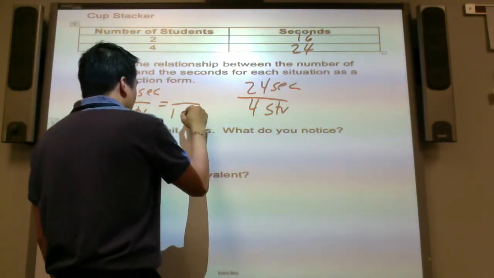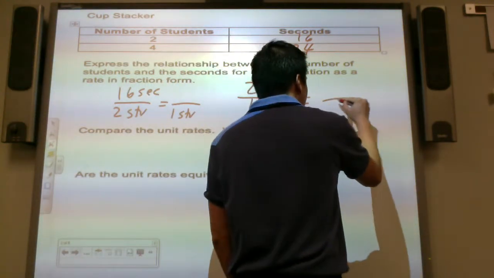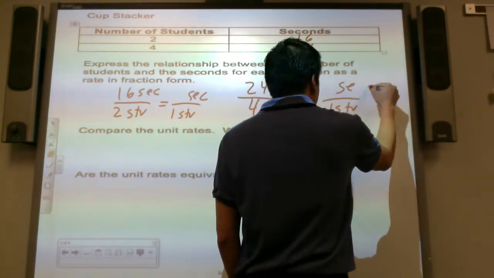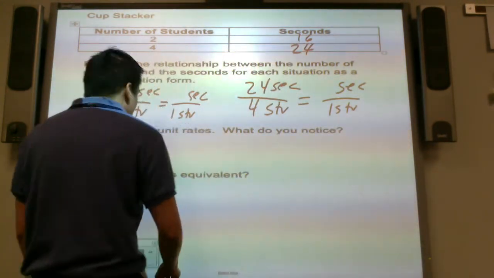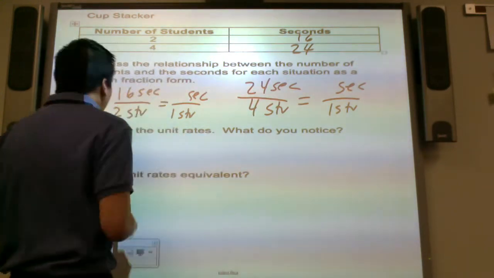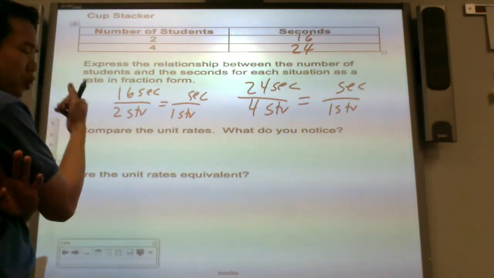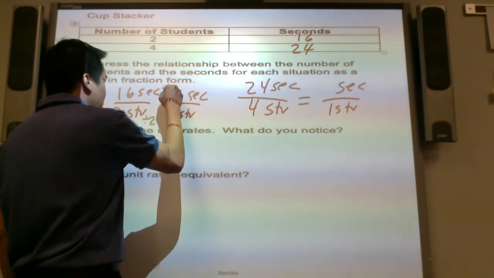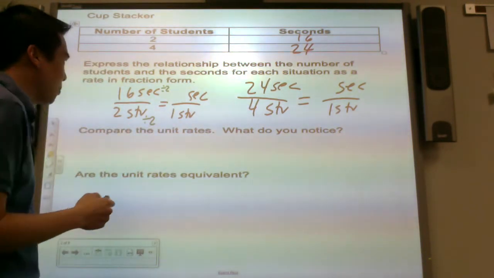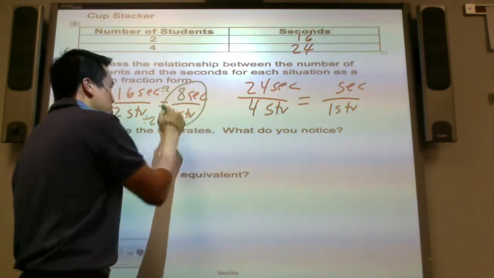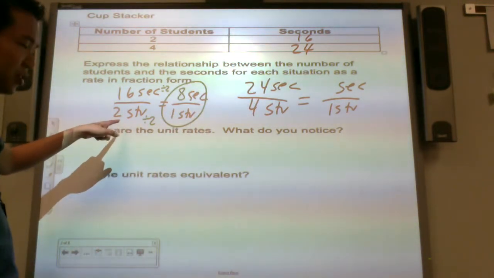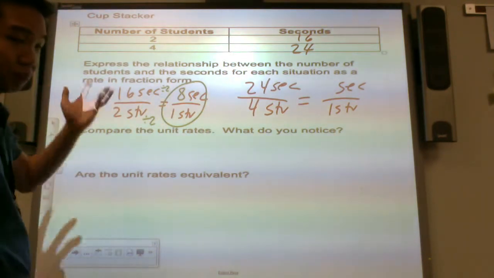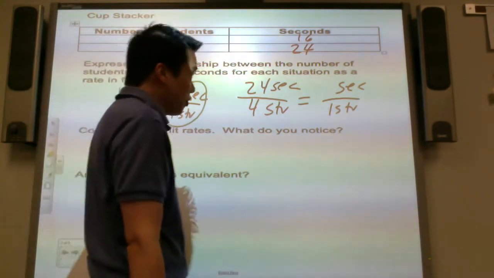1 student. And then let's make sure you label it. Very important that you label it. You do rates. So, how do you break down 2 students or scale down to 1 student? I divide both numbers by 2. 16 seconds divided by 2 is 8 seconds. So, the first 2 students who did it took 8 seconds per student, which is actually not bad. That's pretty fast if you think about it.